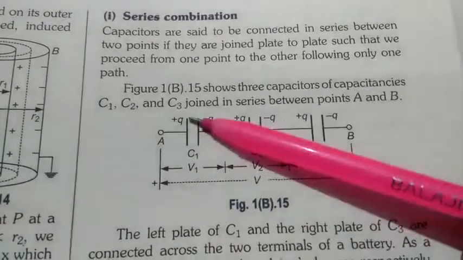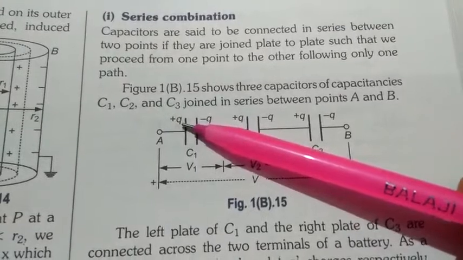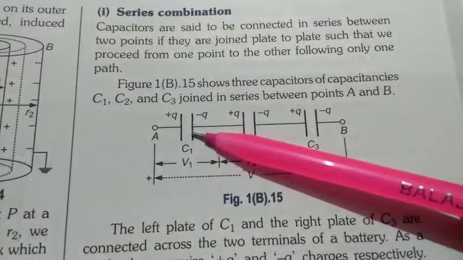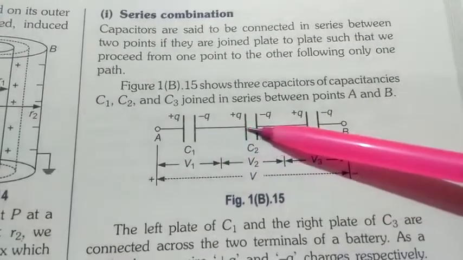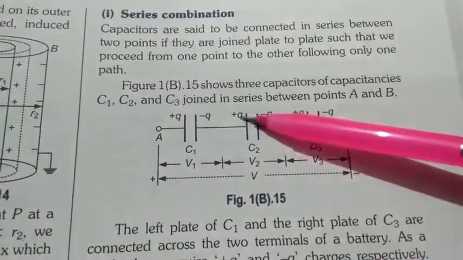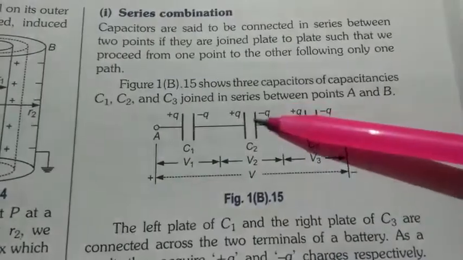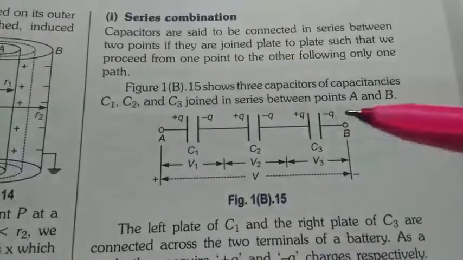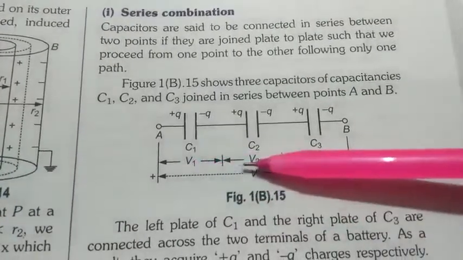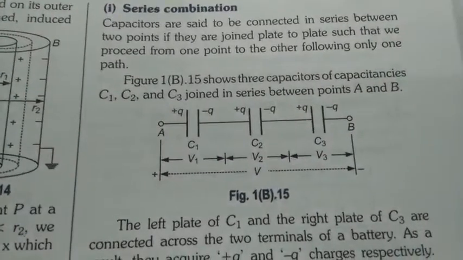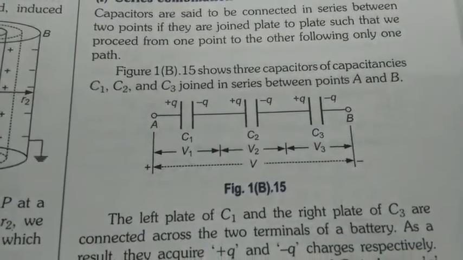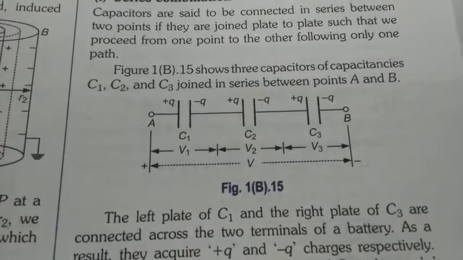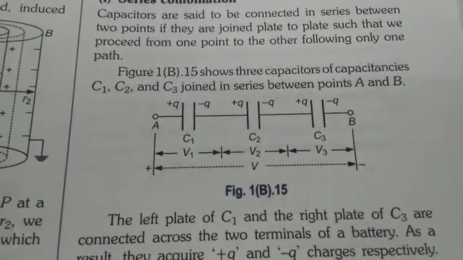Here you can see this plate is positively charged, so automatically induction will take place there, and this plate will become negatively charged, and that induction continues. So the left side of the plate will become positively charged and the right side will become negatively charged. Like this the plates are charged here. We have already discussed how different potentials are there with respect to different plates, but the total voltage of the circuit is V. So V will be equal to V1 plus V2 plus V3.